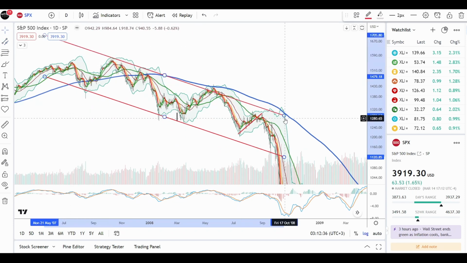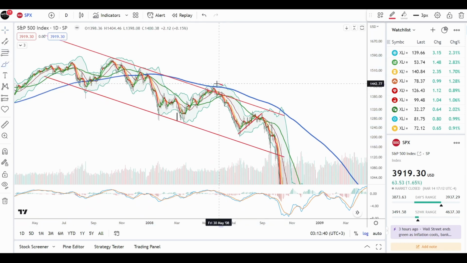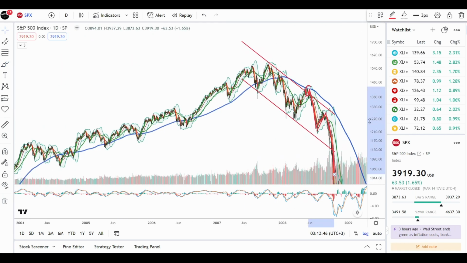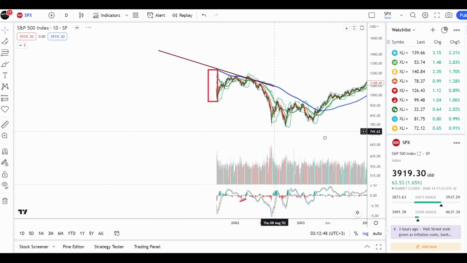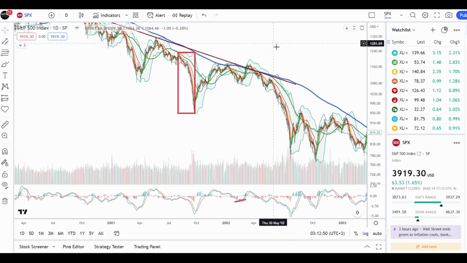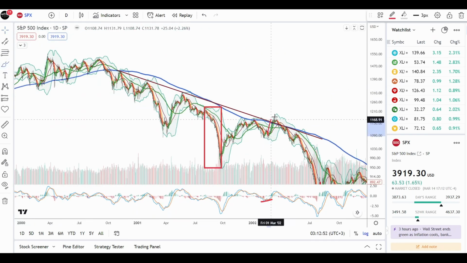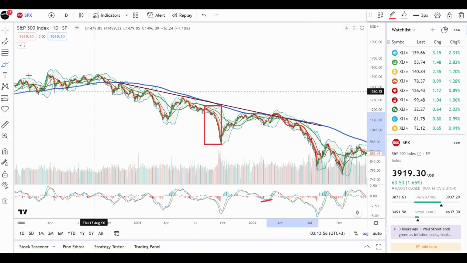Notice this channel, guys, almost perfect channel, false break top, exactly like what we're seeing now. False break top, comes back down, anemic rally, takes out the channel. Let me show you what happened in 2000 because it looks identical, guys. It's kind of funny. Look at this: false break top, anemic rally, massive sell-off, takes out this channel.